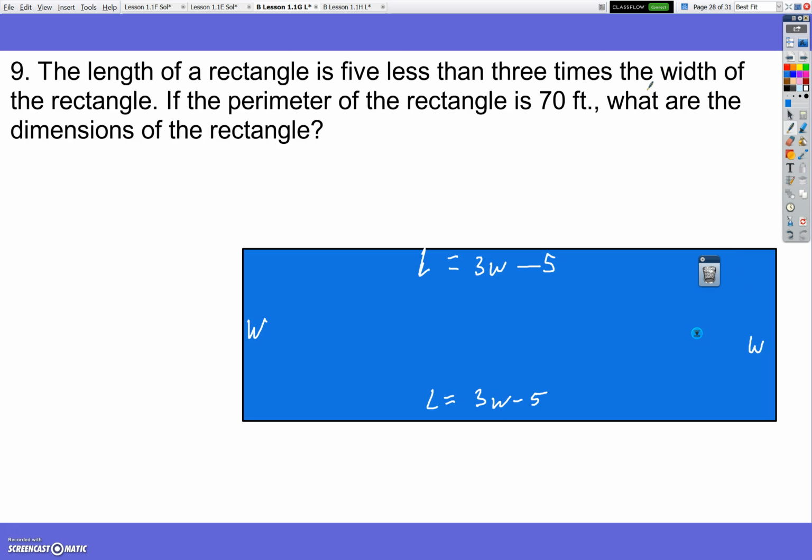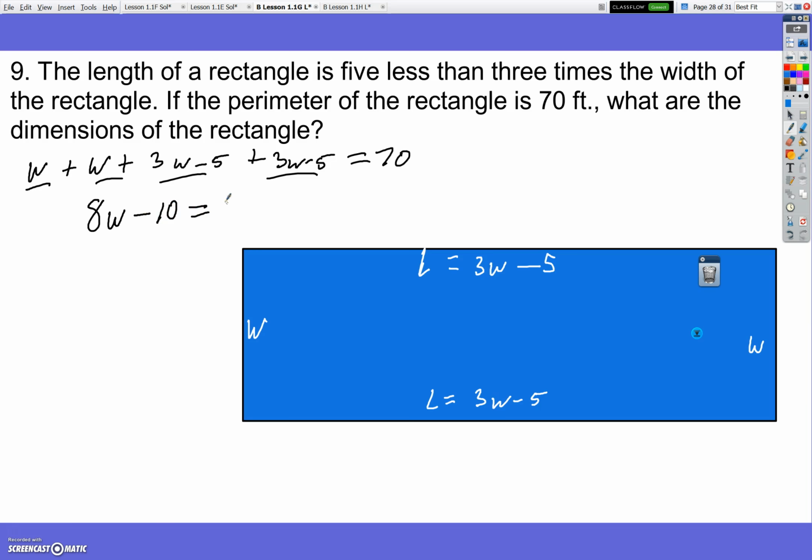It says if the perimeter of the rectangle is 70. So that means if I add up all the sides, that would equal 70. So if I have my width plus my other width plus my length plus my other length, that would add up to 70 feet. So now all I do is combine like terms. I have 3w plus 3w is 6w, plus w is going to be 8w, minus 10 is equal to 70.